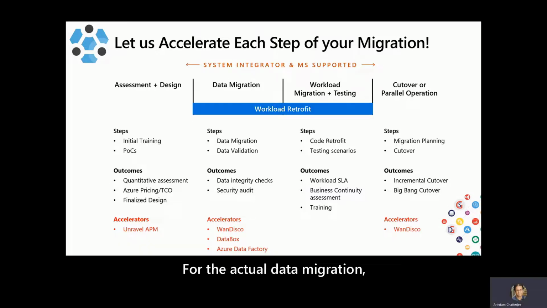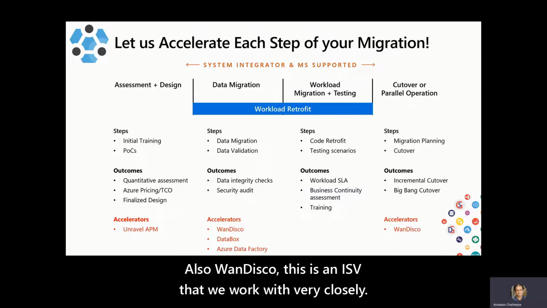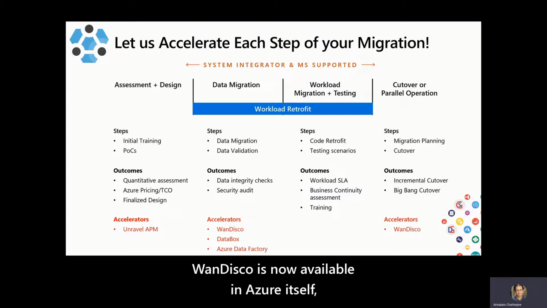For the actual data migration, Azure certainly has a whole bunch of features. Azure Data Factory is a capability that you could use. Databox is another one for bulk moves of data. Also WANdisco. This is an ISV that we work with very closely. WANdisco is now available in Azure itself as a way for you to move data and maintain active copies both on the source system as well as on the target, which is Azure.